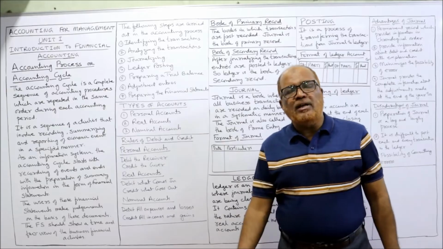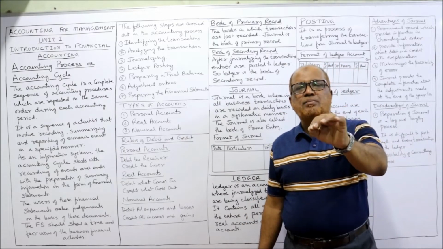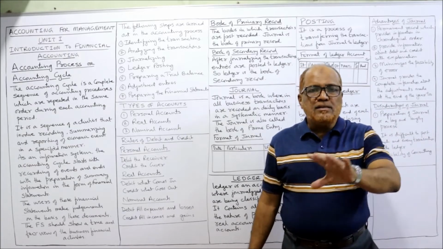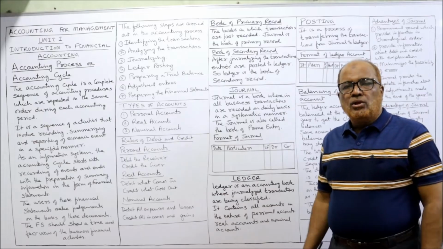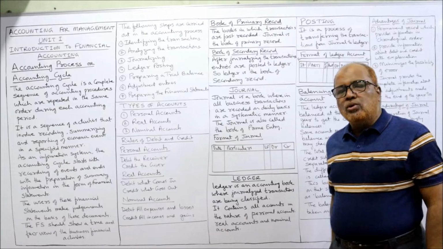The third one is nominal accounts. Nominal accounts are accounts relating to expenses, losses, incomes and gains. These are called nominal accounts. So classified all the accounts into three: personal, real, nominal. Now what are the rules of debit and credit?